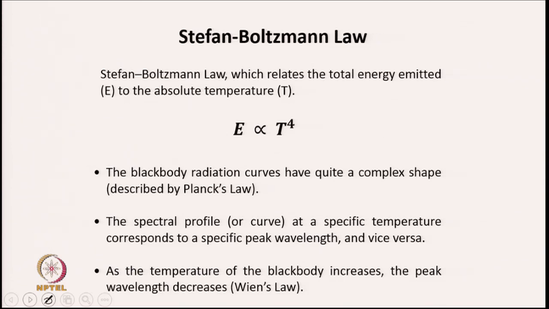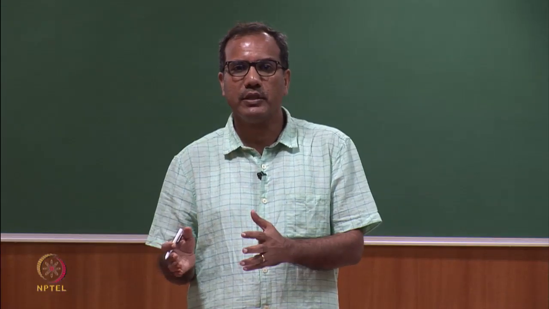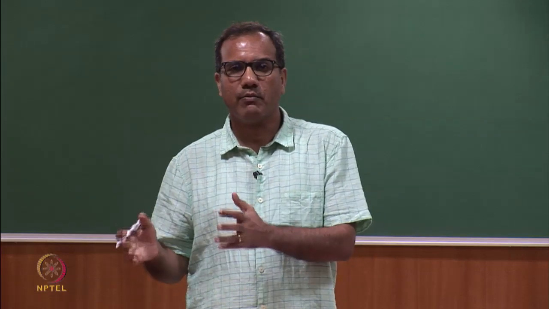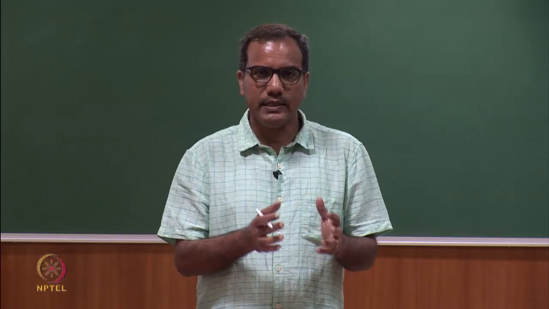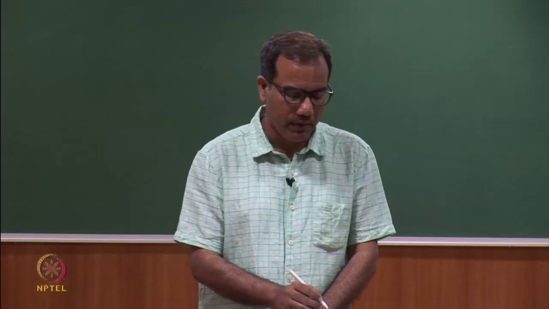The Stefan-Boltzmann law talks about intensity: the total energy emitted is proportional to temperature to the power 4. So the shape of the black body radiation curve is explained by Planck's law. The frequency dependence on temperature is explained by Wien's displacement law, and the energy dependence on temperature is explained by the Stefan-Boltzmann law.